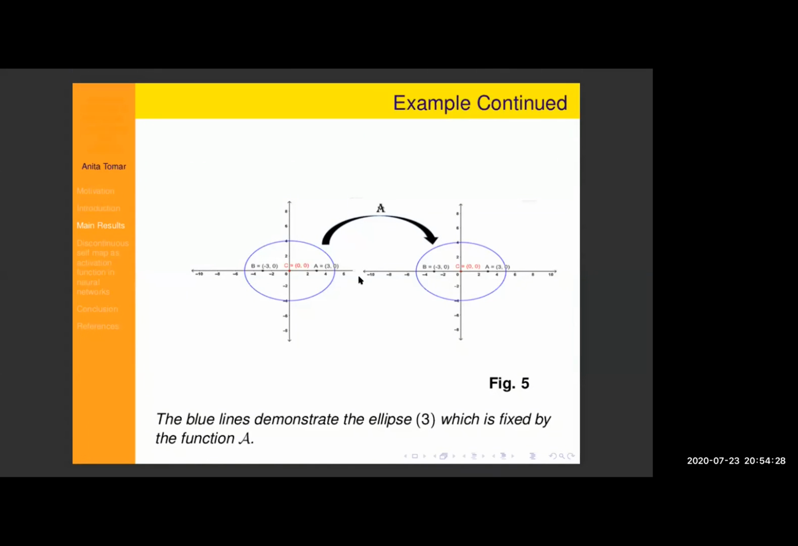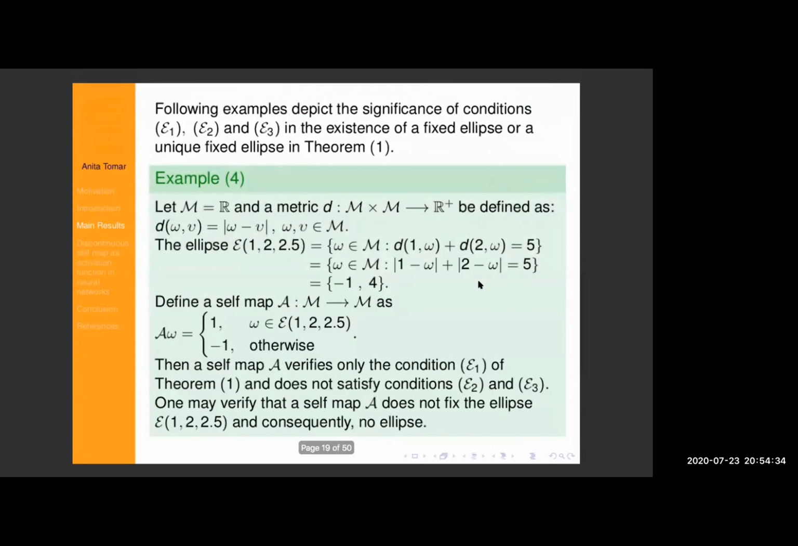Blue lines demonstrate the ellipse which is fixed by the function A. And this is the unique fixed ellipse. In this example, we show that all the conditions which we have assumed in our theorem 1 are necessary for the existence of a unique ellipse.